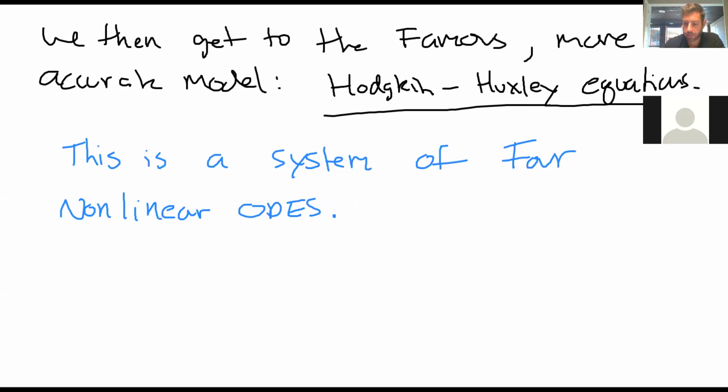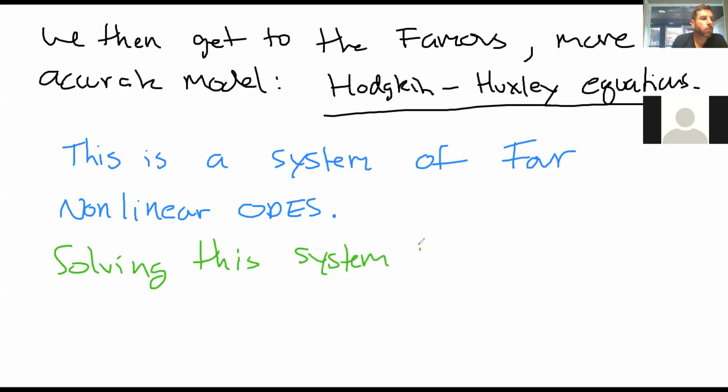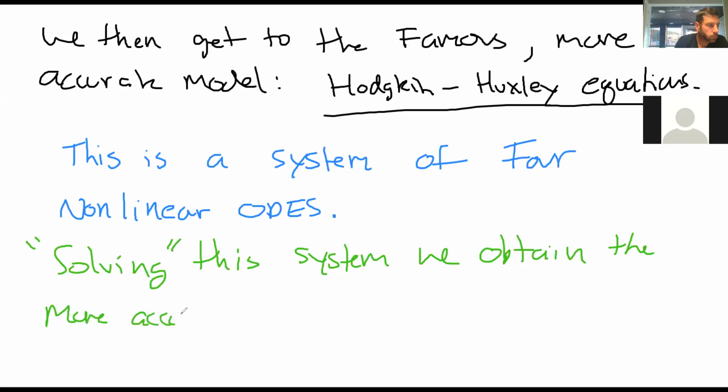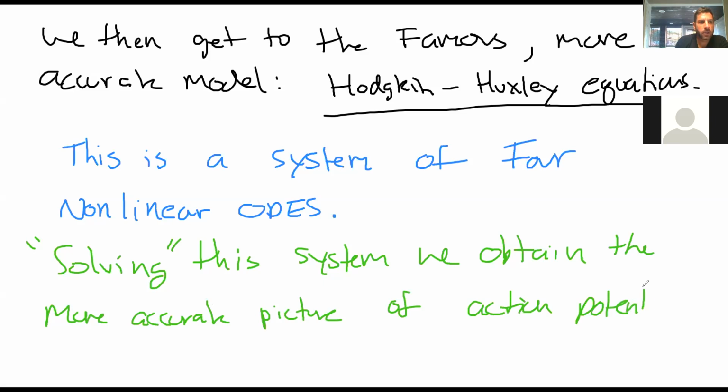So let me point this out again. Now again, when I say solving, I mean on a computer. When we solve this system, we obtain the more accurate picture of what we call the action potential. So that is, again, what we talked about before.